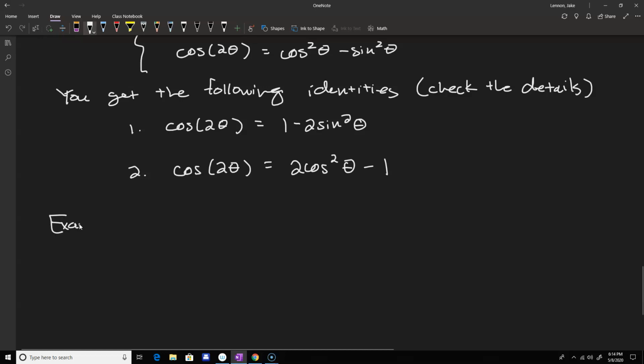So for example, and we'll just do 2 or 3, let's say verify each trig identity.